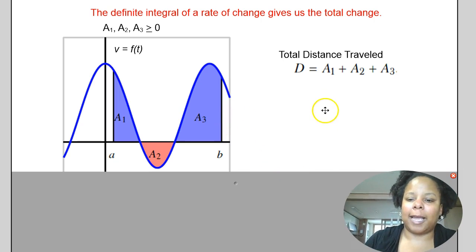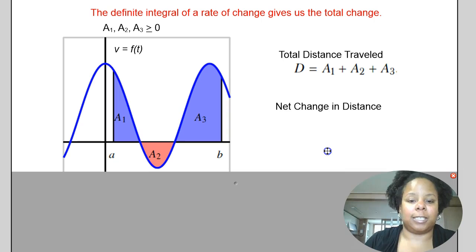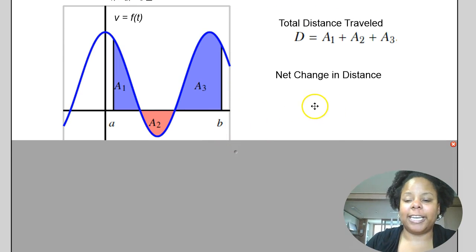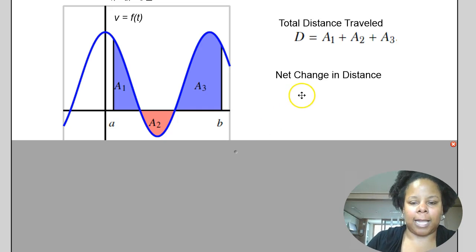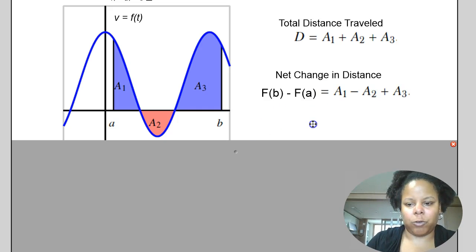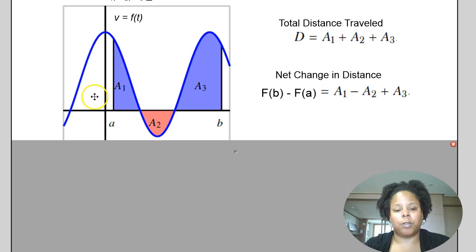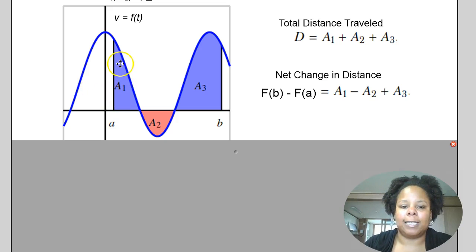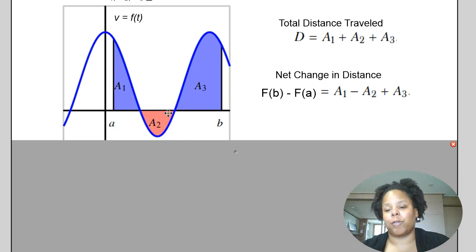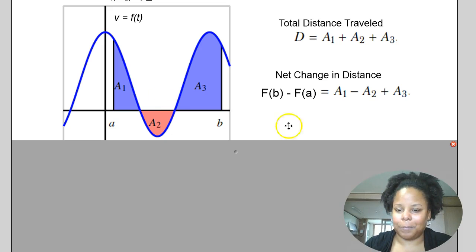But if I wanted to look at the total change in distance, then that's something different. In order to determine the total change in distance, I take a look at the last distance value and subtract that from the first distance value. And a way that I can compute this using the first fundamental theorem of calculus is by taking this area, adding the positive areas, and subtracting the areas that were underneath the x-axis. So I just want to go over that.